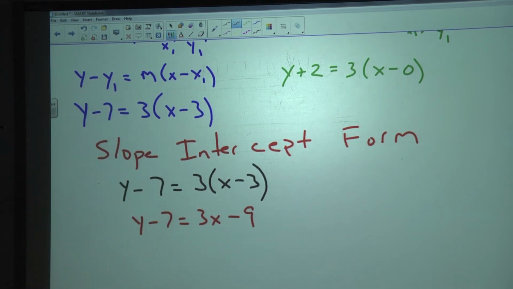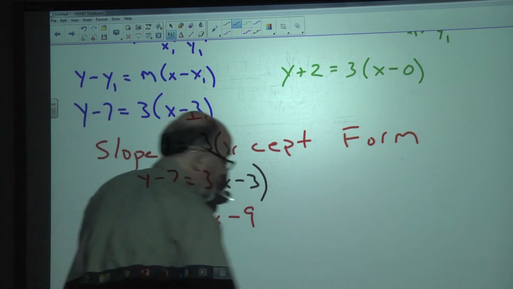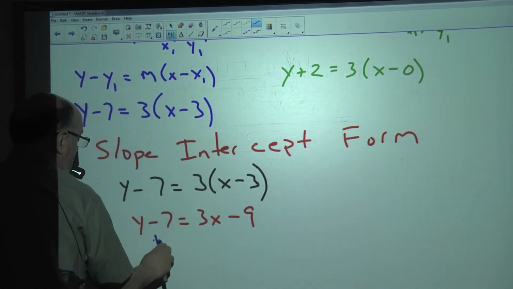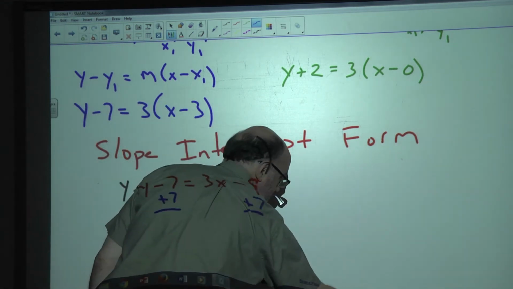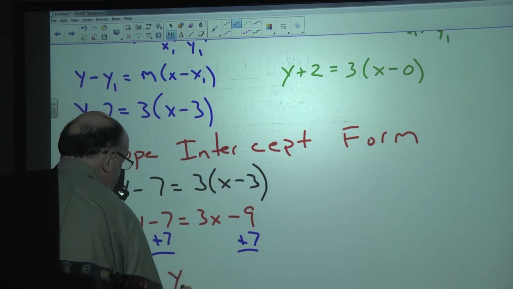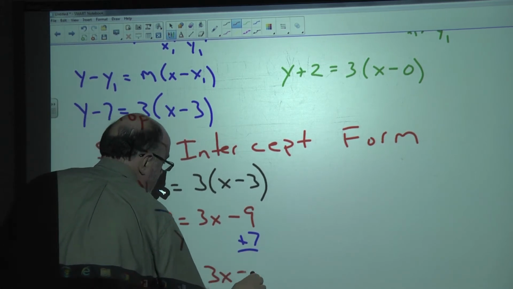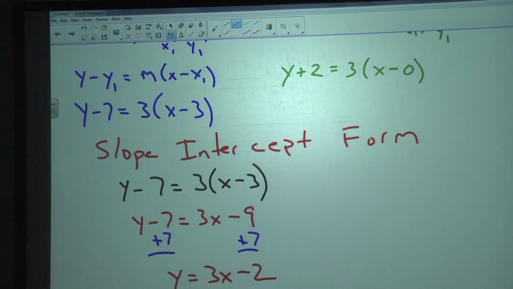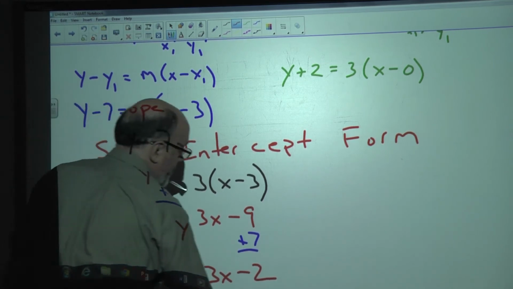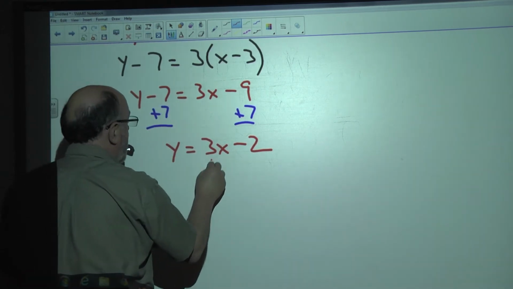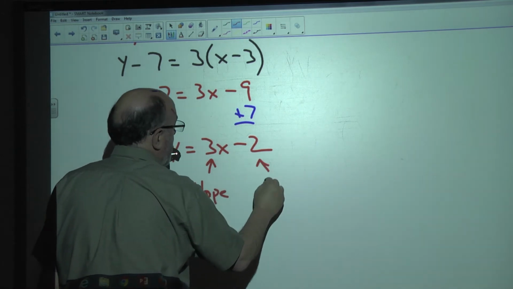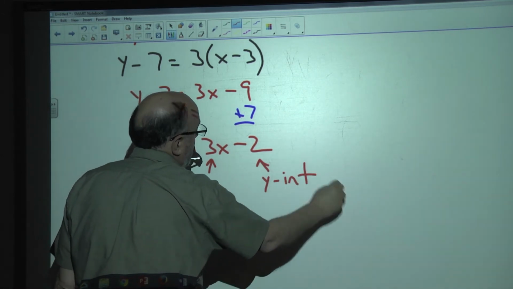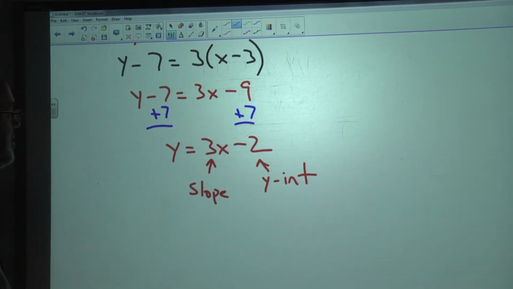And we want to solve for y, so the opposite of subtracting is going to be to add. And so we'll add 7. And whatever you do on one side, you have to do on the other. And so we end up with y equals 3x minus 2. Okay? And that would be our equation in slope-intercept form. And so this number will tell us the slope of our line, and this number tells us the y-intercept. So it crosses the y-axis at -2.